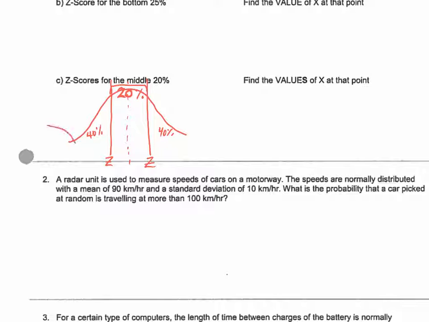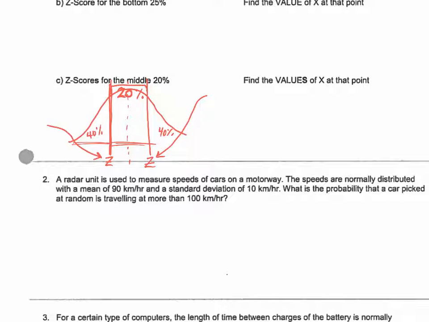So this z-score, what inverse norm would I do to get this left z-score? 0.4. Okay. What inverse norm would I do to get this top z-score? 0.6, because it's the 40 plus the 20. Good. What quality could you tell me about those 2 z-scores? They're going to be the same.